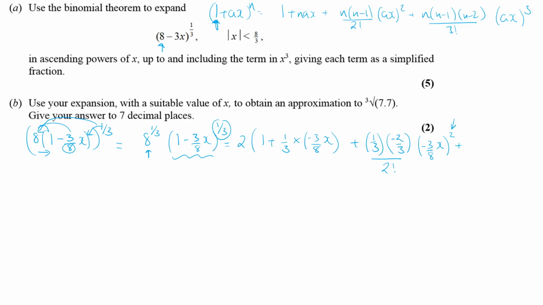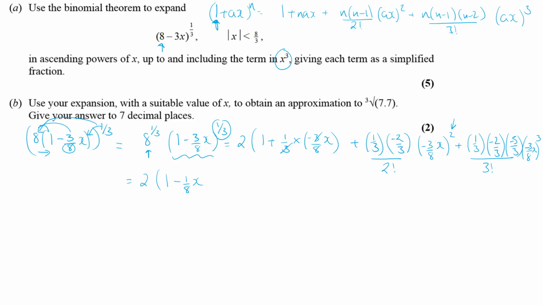And then the last term we're after, because it's just up to the x cubed term, would be n, 1/3, n minus 1, minus 2/3, and take off another whole 1, will be down another 3/3. That will take us to minus 5/3 all over 3 factorial and then minus 3/8 x all cubed. Now we can tidy up. It's going to be 2 into 1. These 3's will cancel and we'll just be left with minus 1/8 of x.